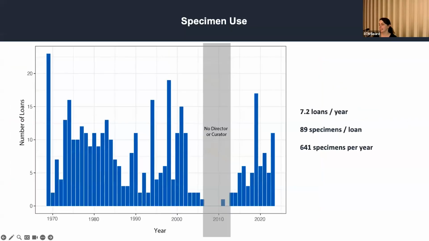So what did we learn? We learned that we make out on average 7.2 research specimen loans per year, average of 89 specimens per loan, or 641 specimens each year. This is a conservative measure. It does not include loans or specimen use that didn't have paperwork filed. And it does include the 8-ish year gap in our 54-year history in which the Frost didn't have a curator on staff.